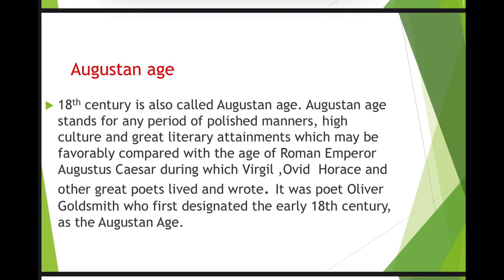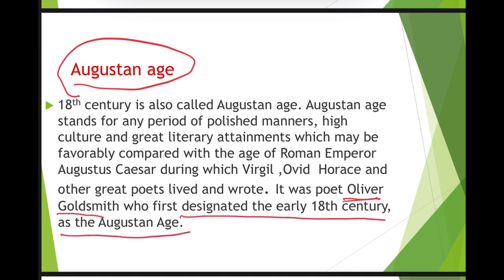Now, this age is also called the Augustan age. The first thing to keep in mind is that it was Oliver Goldsmith who first designated the early 18th century as the Augustan age. This was a question which I found in most of the competitive examinations: who called the 18th century the Augustan age? It was Oliver Goldsmith. Augustan age stands for any period of polished manners, high culture, and great literary attainments.